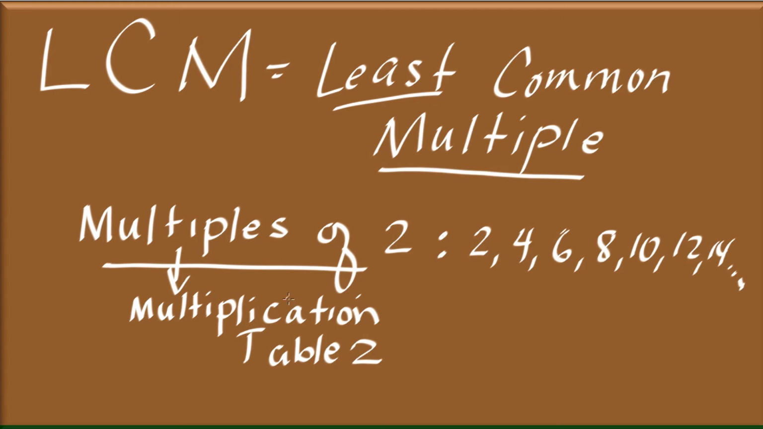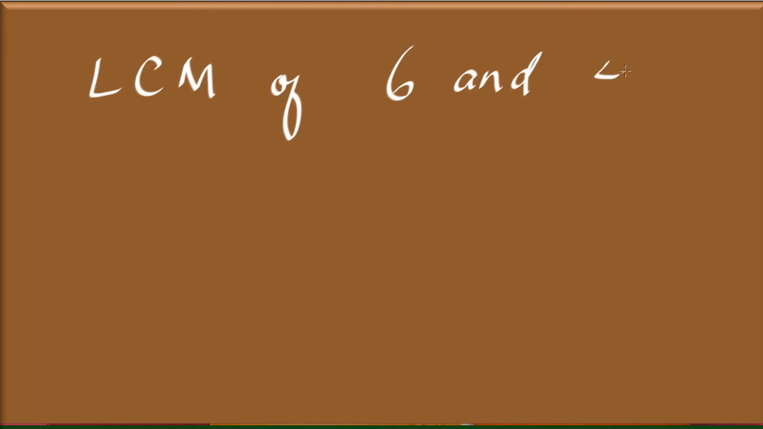So what are the multiples of, say, 3? The multiples of 3 are 3, skip count by 3, or use the multiplication table of 3: 3, 6, 9, 12, 15, 18, and so on. Okay, so let's see, find the LCM of 6 and 4.